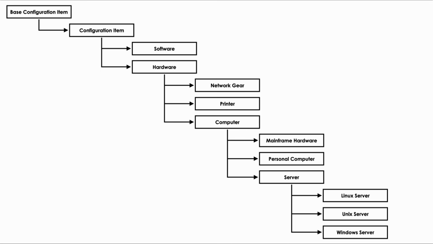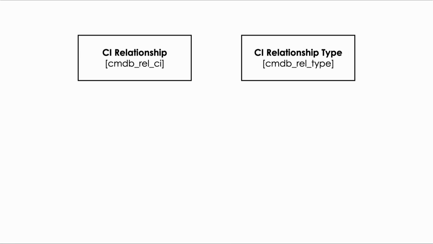But before I do that, I want to tell you about 2 more really important CMDB tables. The CI Relationship Table, CMDB_rel_CI, and the CI Relationship Type Table, CMDB_rel_type. These 2 tables are used to store or model the relationships that exist between the CIs.